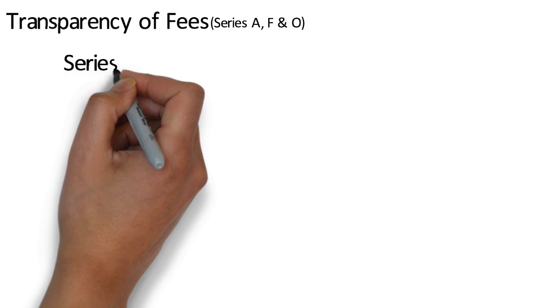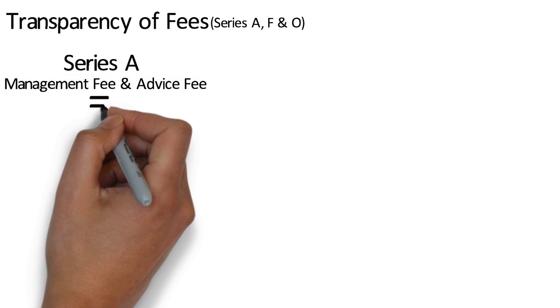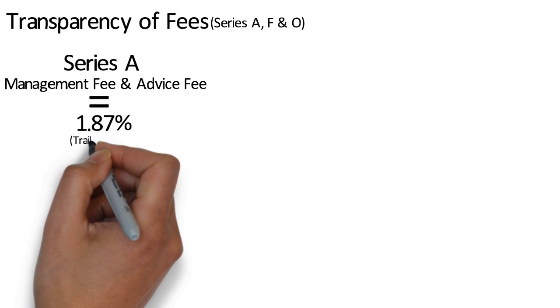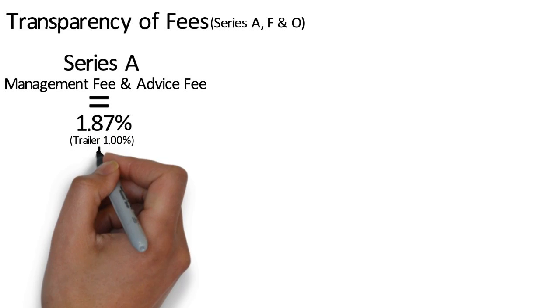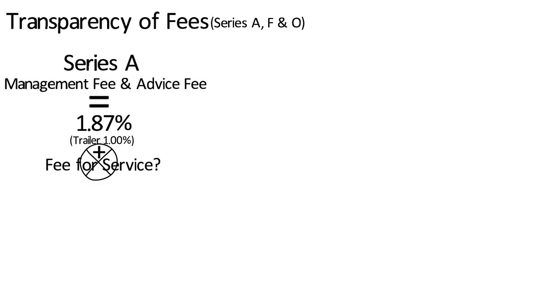Transparency of fees. As mentioned earlier, pool funds are typically available in Series A, F, or O. Each series is designed for a different management fee structure. Series A includes a management and advice fee bundled together, totaling, let's say, 1.87%. Brokers may use A series in their client accounts to receive the trailer fee from the pool fund manager, typically 1%. You want to be careful that you are not paying a Series A fee and also paying a fee for service, the infamous double dip.